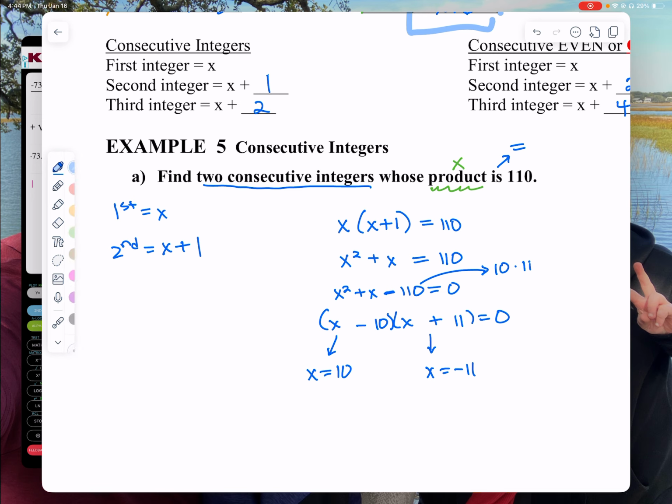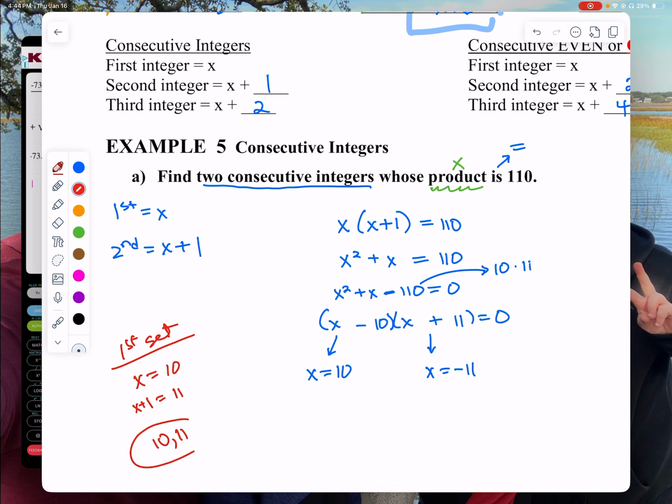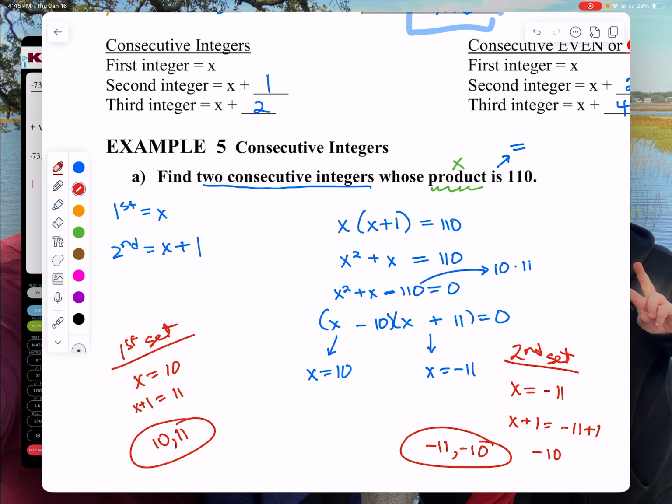So my first set is x equals 10, and then I'm going to add 1 to it for the second one, right? So x plus 1 equals 11. So my first set is 10 and 11. My second set, do the same thing. x is negative 11. So my x plus 1 is going to be negative 11 plus 1, which is negative 10, right? So my next set is negative 11, negative 10. So I actually have two sets of answers that both are correct. They're consecutive, and if you multiply them together, you get 110.